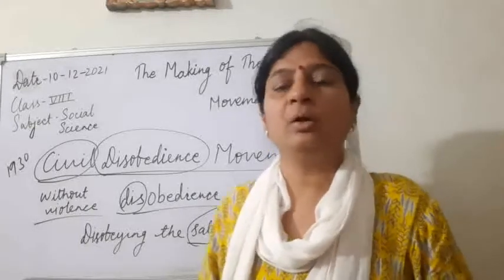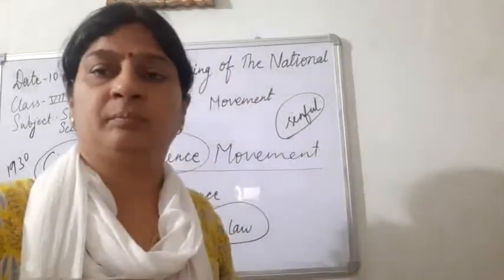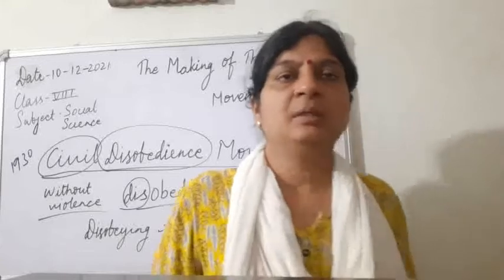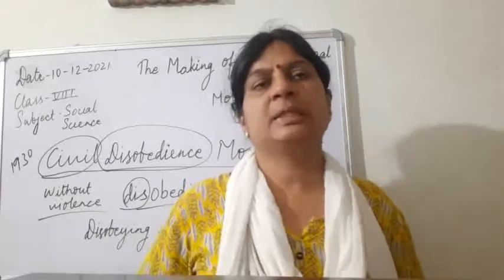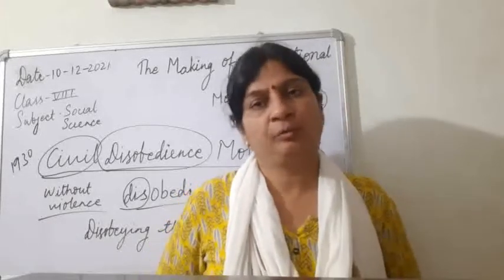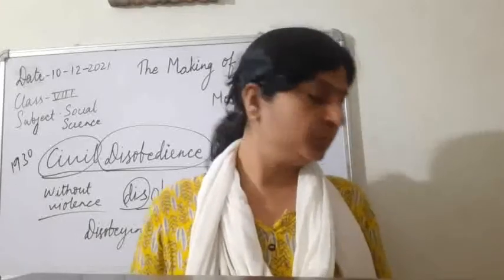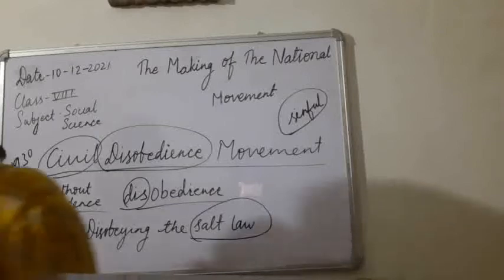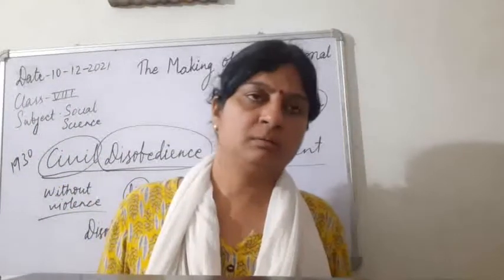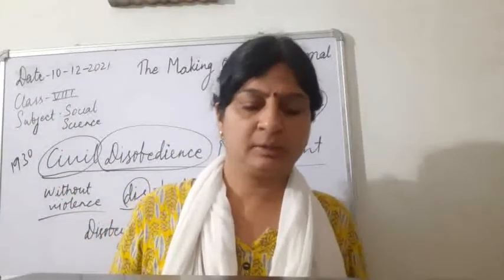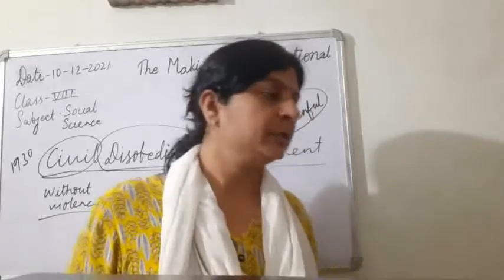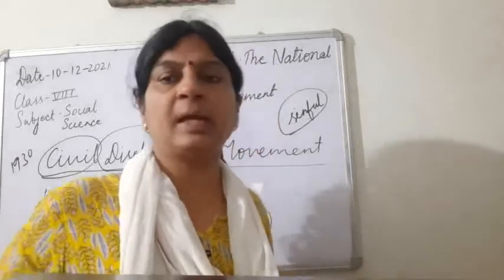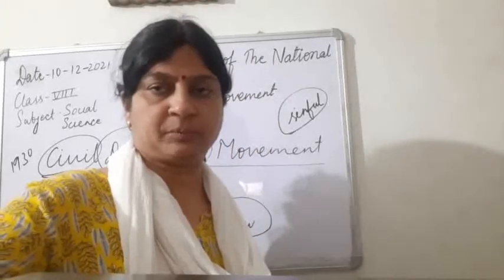Okay, and now we will see. So Gandhi ji and his followers, they started their march from Sabarmati Ashram to this Dandi, which is the coastal city, coastal town of Gujarat. And here we find that what was the distance between Dandi and this Sabarmati.